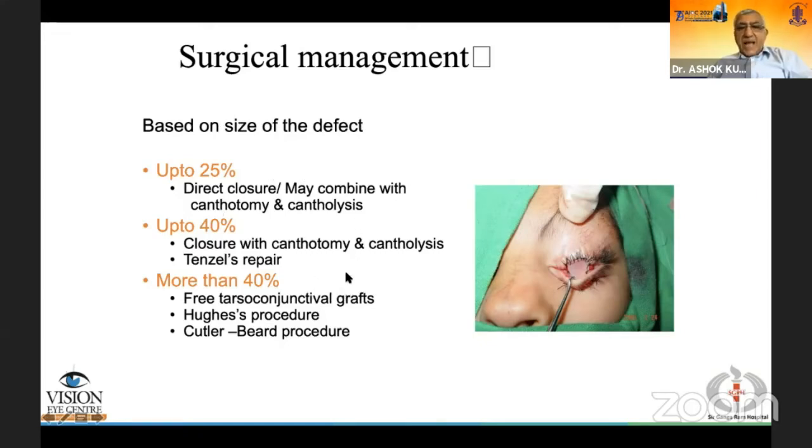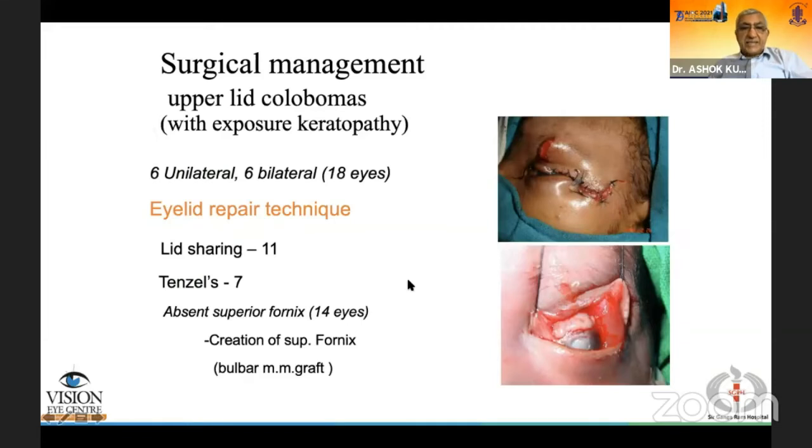The attempt is primarily to try and do a direct closure or canthotomy closure with tensors so that pupillary axis occlusion can be avoided. But those who already have a pre-existing extensive corneal involvement, or those who are operated late, can be repaired by lid shearing techniques. Let's look at how we did these repairs.